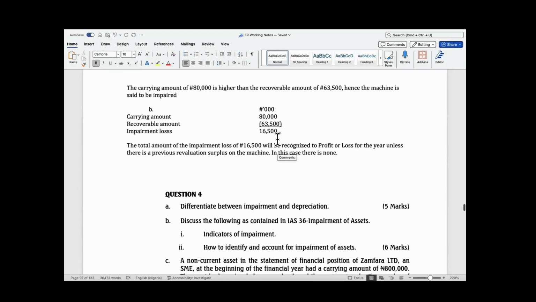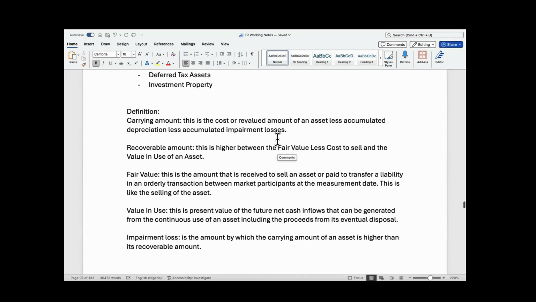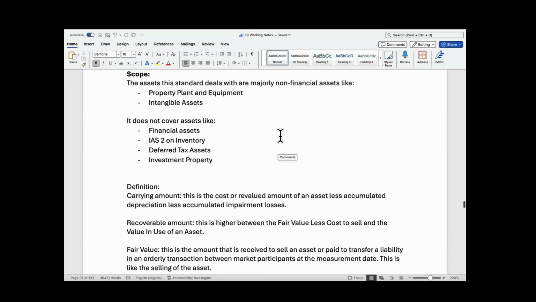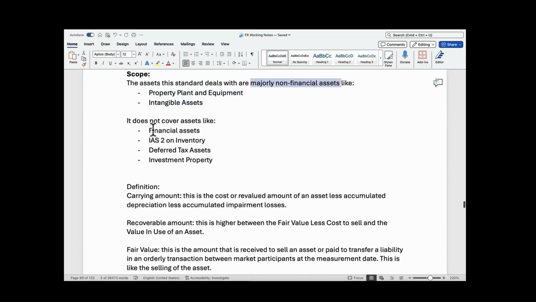The standard itself is very straightforward, as the objective is just to ensure that we do not overstate our assets. When I say asset, I narrowed it down for you last week that they are majorly non-financial assets, and I gave you some examples. I also identified the assets that are not covered by the standard. So the aim is to ensure that you don't overstate your assets.